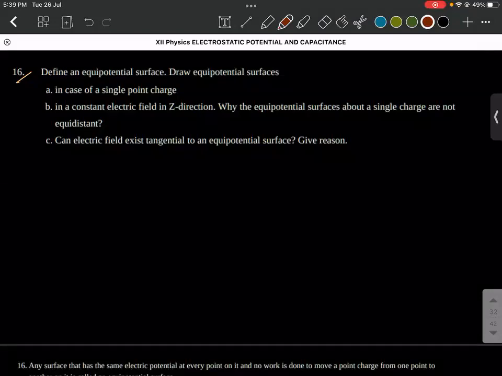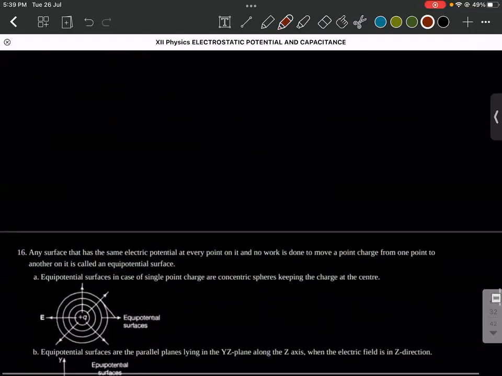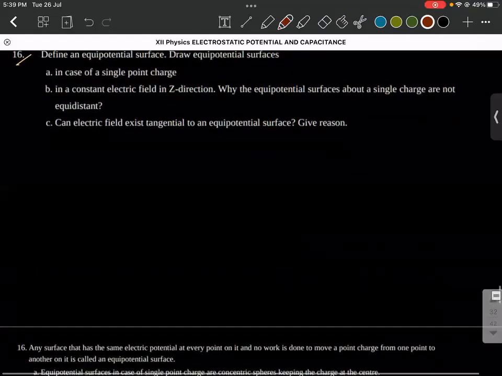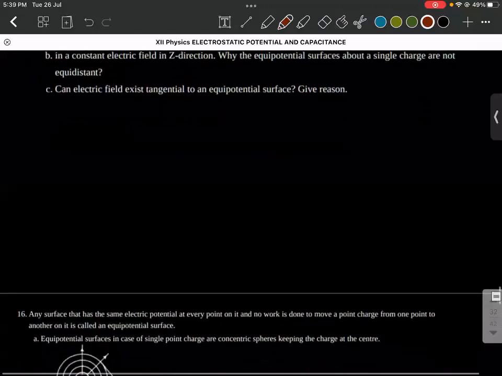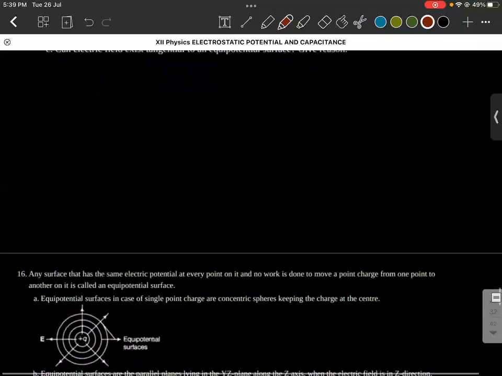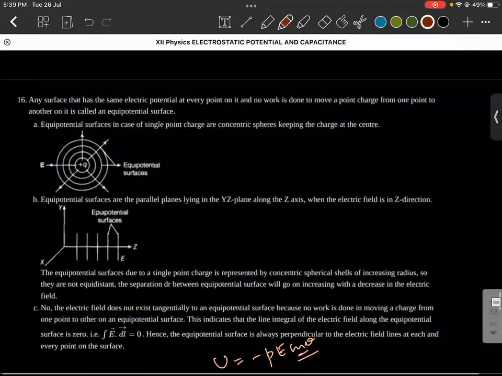So actually it's two questions, they're combined. You need to draw the equipotential surface for an electric field which is existing in the z direction. Constant means uniform. So for a uniform electric field, what is the equipotential surface? It's planar surfaces. The next question they are asking is, why is the equipotential surface about a single charge not equidistant? It is not equidistant. So please make a note of this.